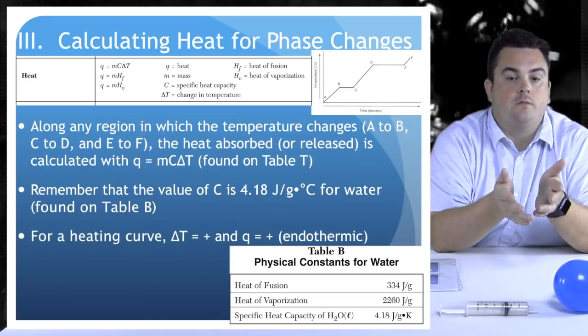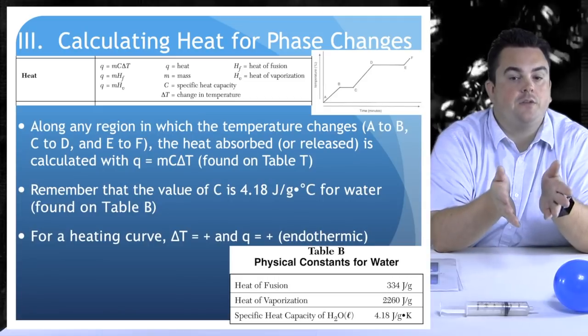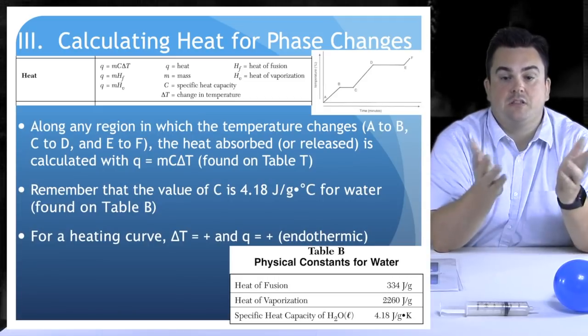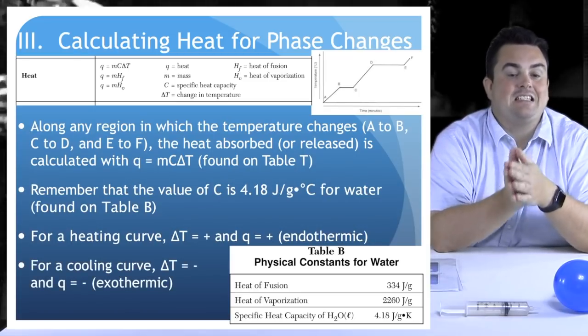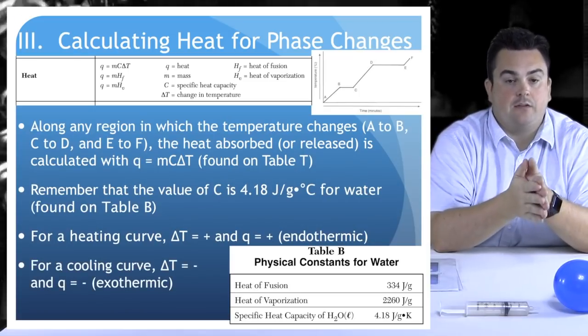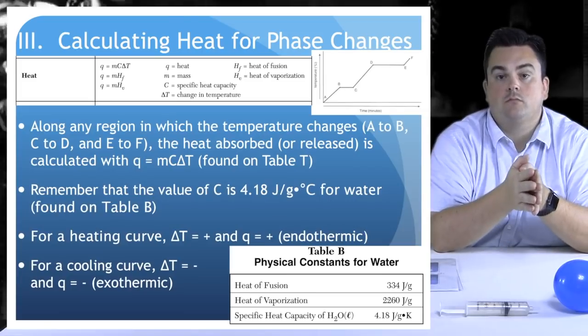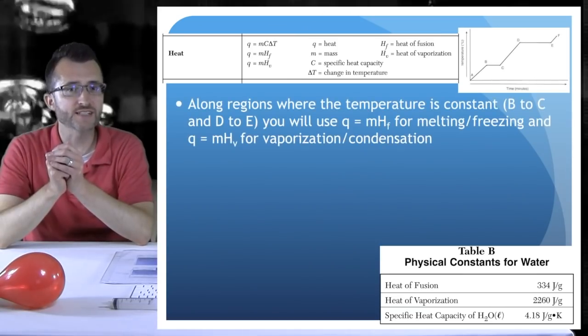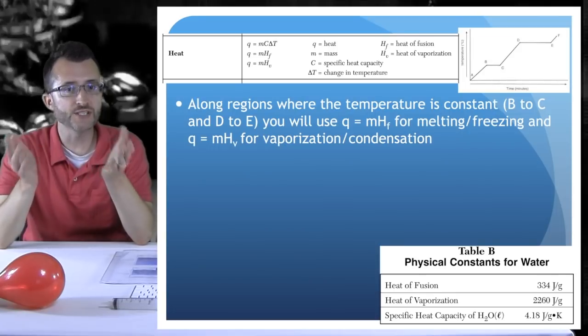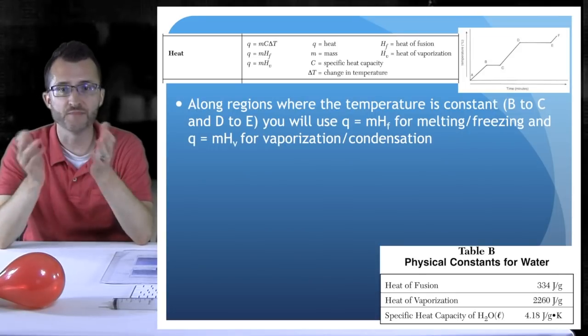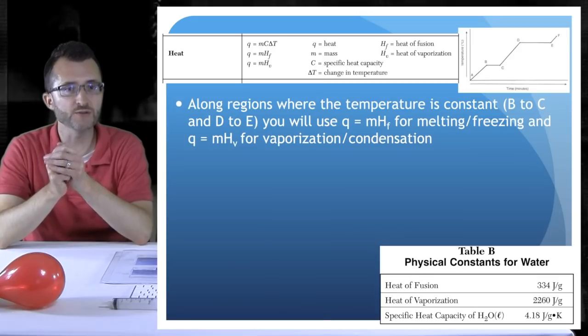For a heating curve, delta T is positive and Q is positive. This is endothermic. For a cooling curve, delta T is negative and Q is negative. This will be exothermic. Along regions where the temperature is constant, that would be B to C and D to E, you will use Q equals MHF for melting or freezing and Q equals MHV for vaporization or condensation.